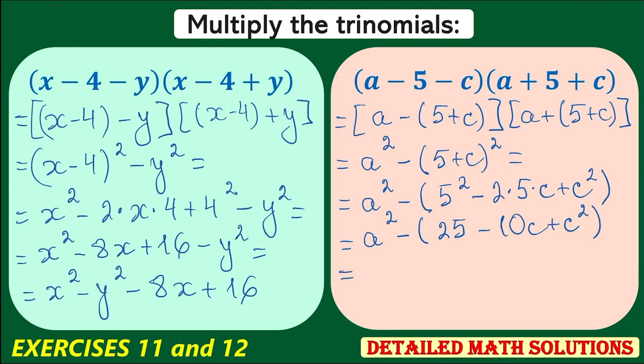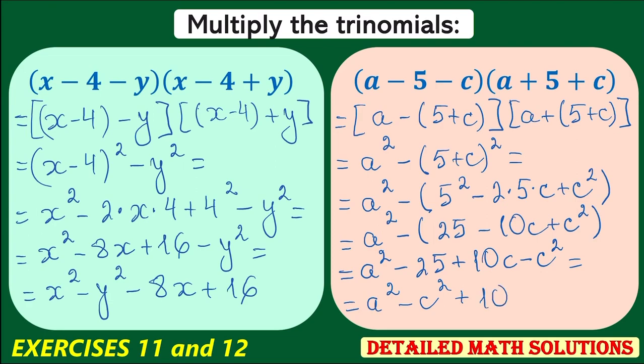Next, I'm going to need to open parentheses, and this equals a squared minus 25 minus 10c minus c squared. And when I write this in standard form, I have a squared minus c squared minus 10c minus 25.